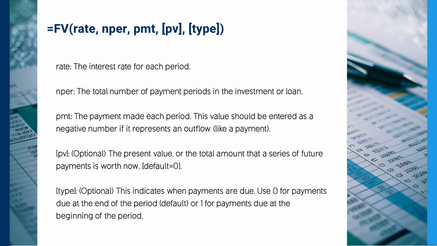PMT. This is the payment made each period. It remains constant throughout the life of the investment. If the payments are monthly, this would be the amount paid each month. PV. This is optional and represents the present value, or the total amount that a series of future payments is worth now. If omitted, Excel assumes a value of 0. Type. This is optional and indicates when payments are due. Use 0 for payments due at the end of the period. This is the default. Or 1 for payments due at the beginning.